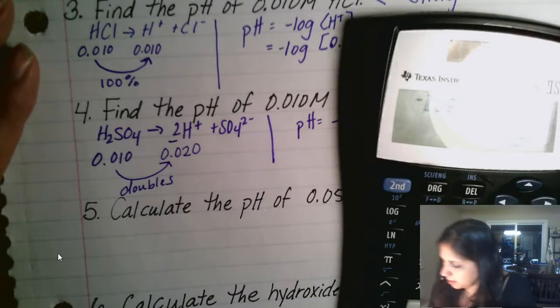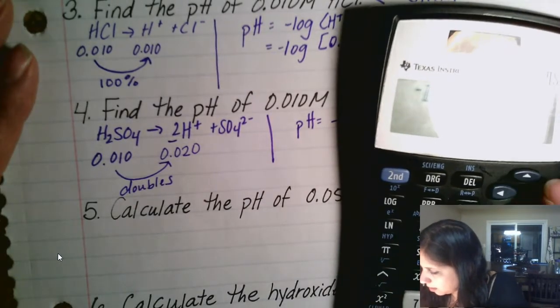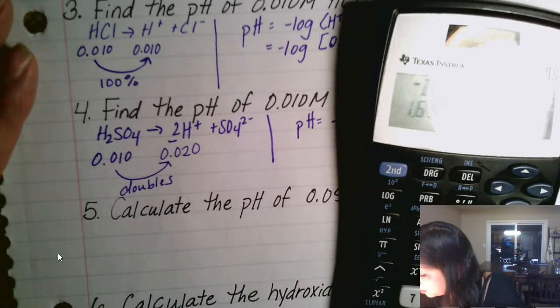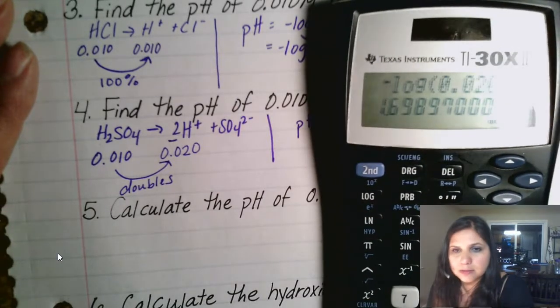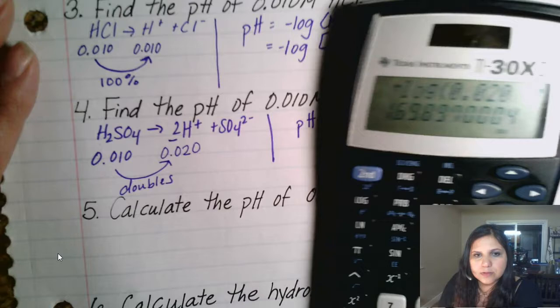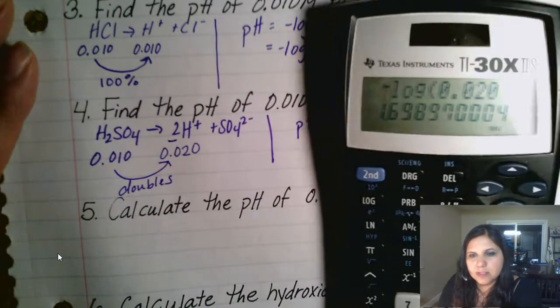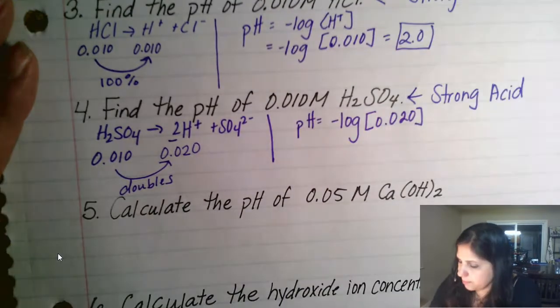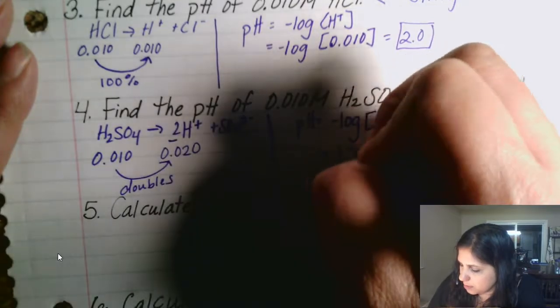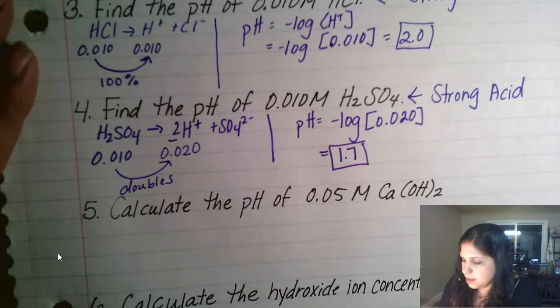All right, so let's plug that in. Negative log of 0.020, and that's 1.6989. So then we need 2 significant figures, so that's 1.7. Equals 1.7. All right, next one.